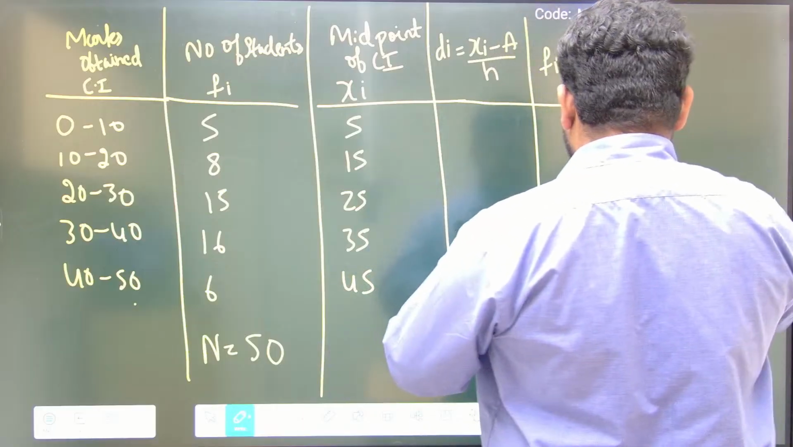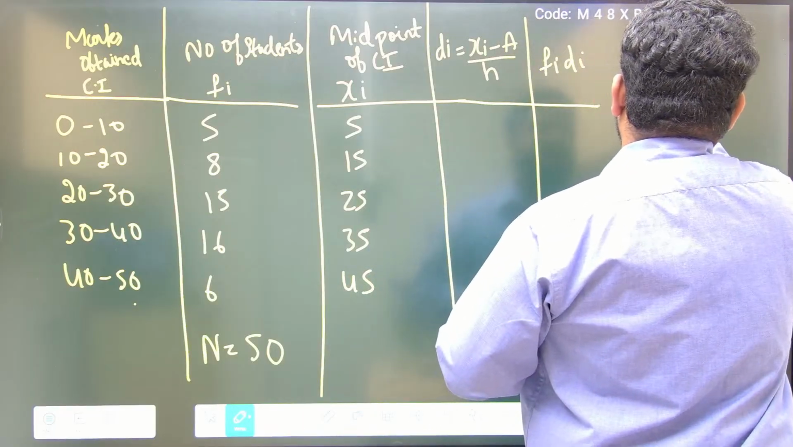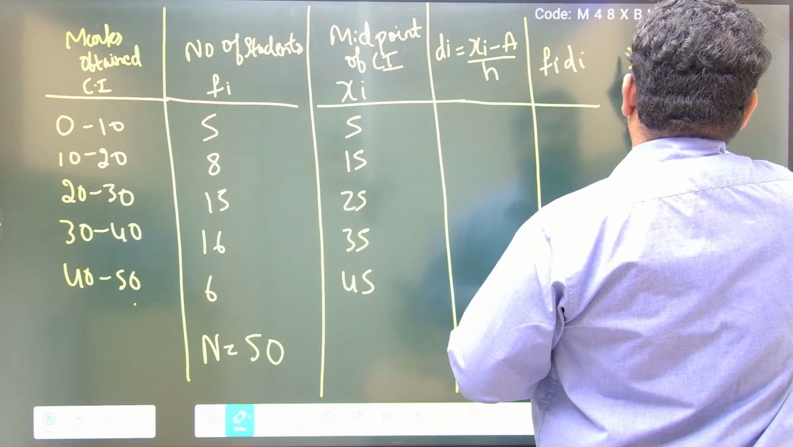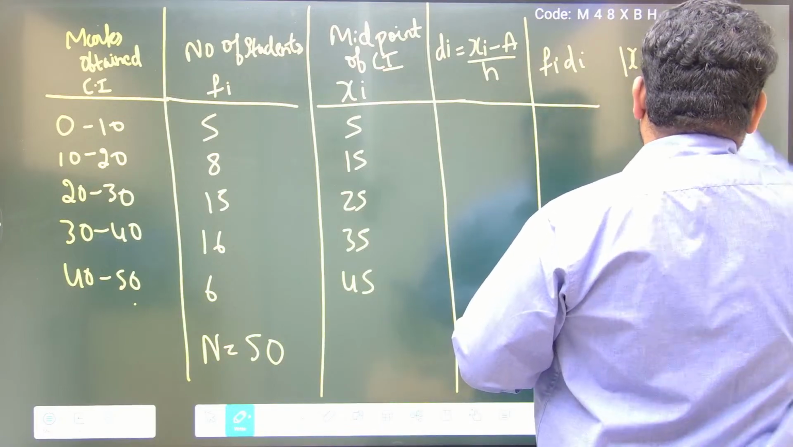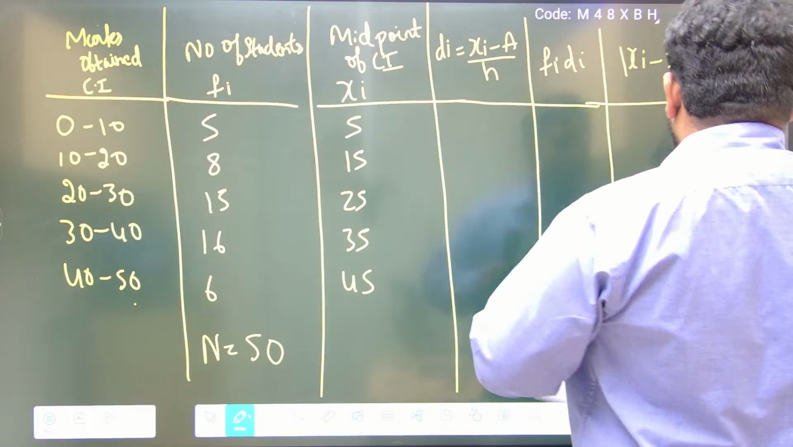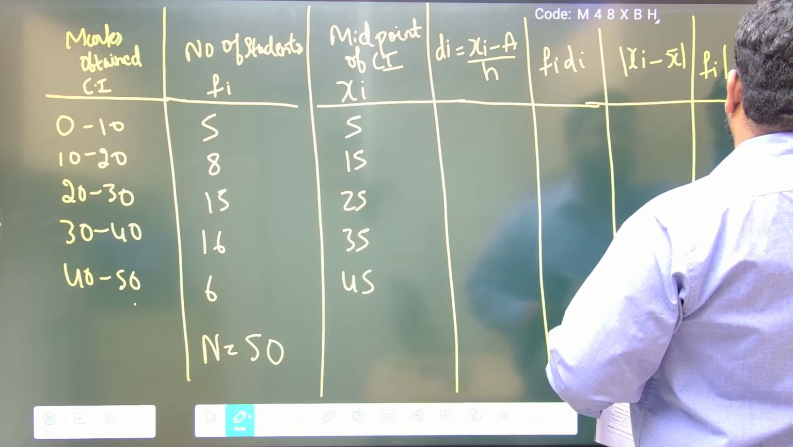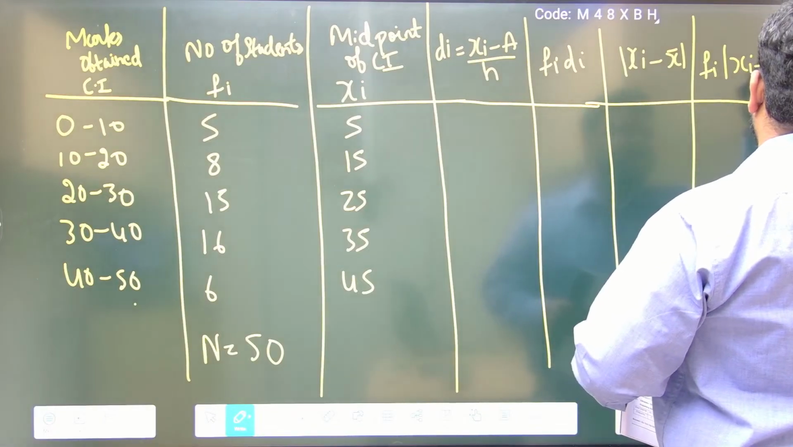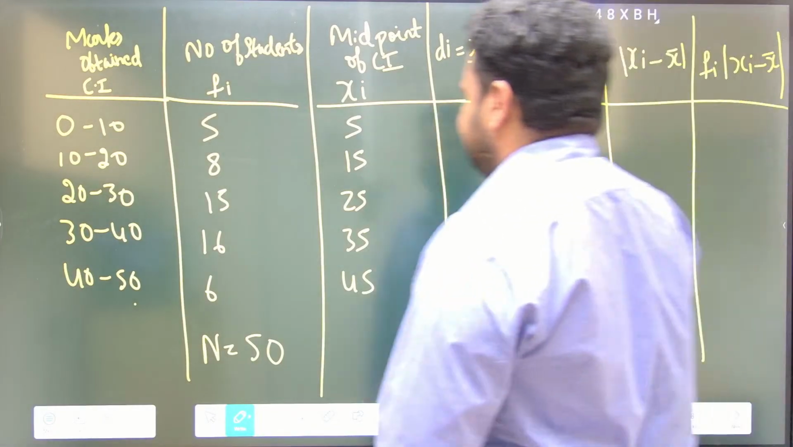Then we will have xi minus x bar in the next column. Then we would have fi into xi minus x bar, that is fi times the modulus of xi minus x bar. This would be the last column that we would have.